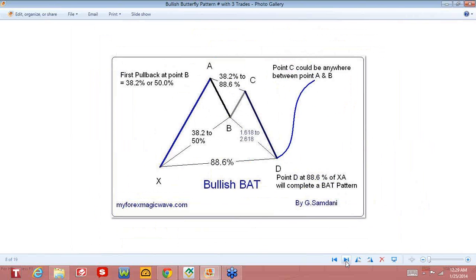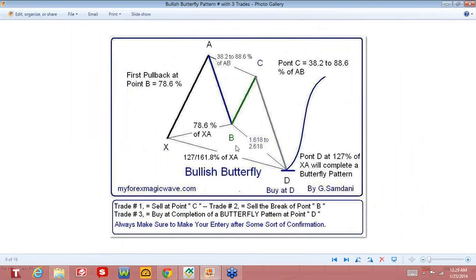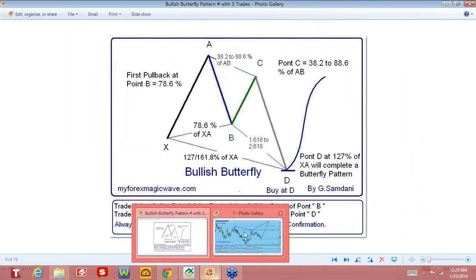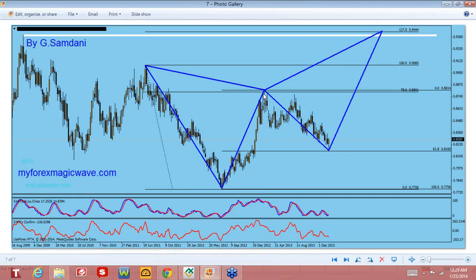So all of these harmonic patterns: if this first pullback at B is 78.6%, then you have a C. This is a bullish butterfly. I just showed you the bearish one and that setup there. This one is a bearish butterfly. So you have this and you have the 78.6%. This is 61%, exactly to the pip. Now, hopefully, we will be going to the upside.